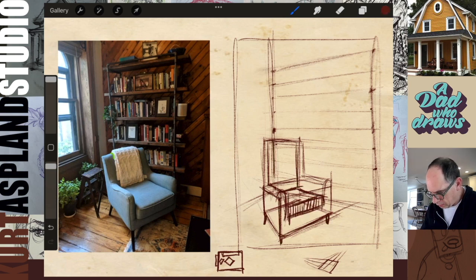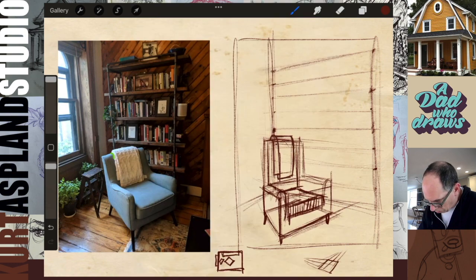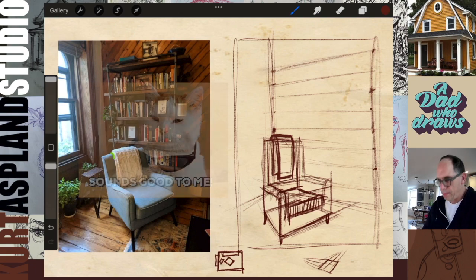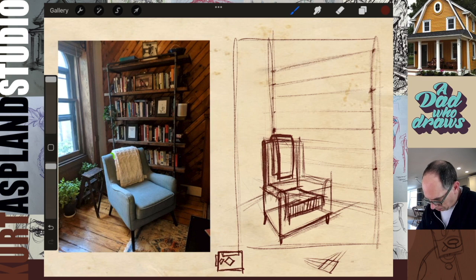There's my blanket right there. That's the part that's resting on the chair, right? And now I can go in and add some thickness to it. This is going to go back to the vanishing point. Okay. I'm going to add some tone there. Add a little tone over here as well.